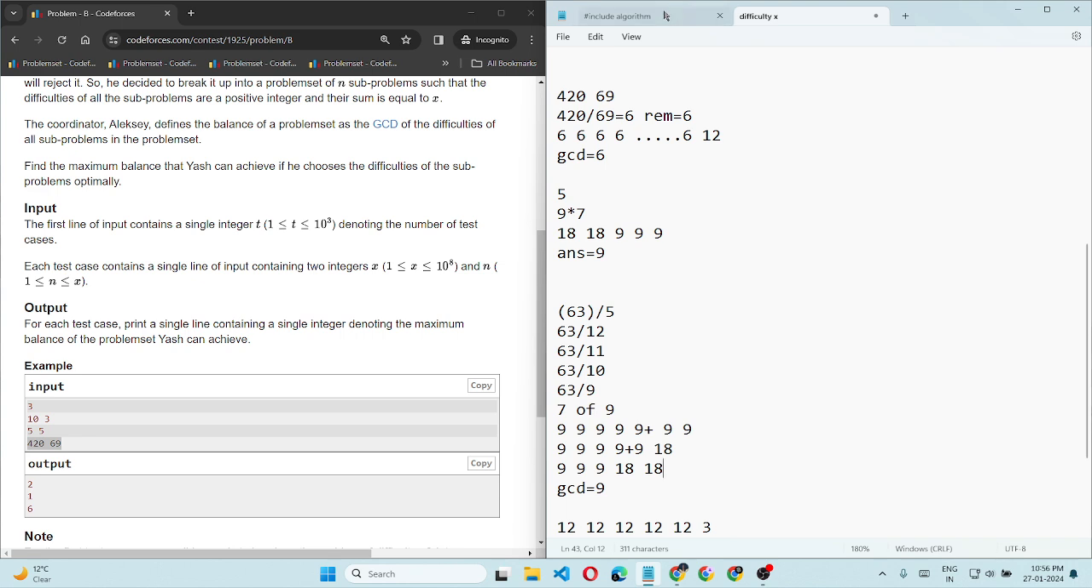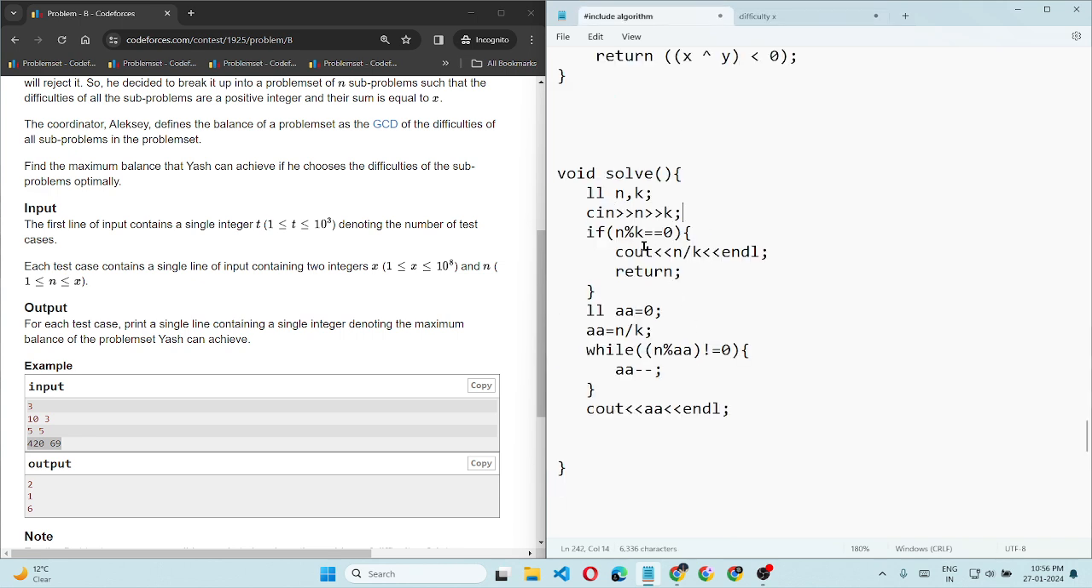So yeah, this is the question and this is the code here. First I've taken N and K, then I have divided. If the remainder is 0, then I have stopped here only. If the remainder is not 0, I have taken a while loop. Till the remainder is not 0, I'll decrease A. A was 12 in the previous question, and now I'll decrease 12, then 11, then 10, then 9. At 9, the remainder is coming 0, so the answer would be 9.